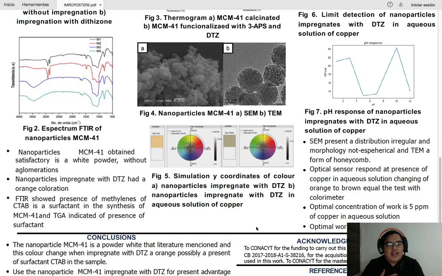The orange powder impregnated with dithizone, placed in an aqueous solution of copper, shows a change of color to brown.